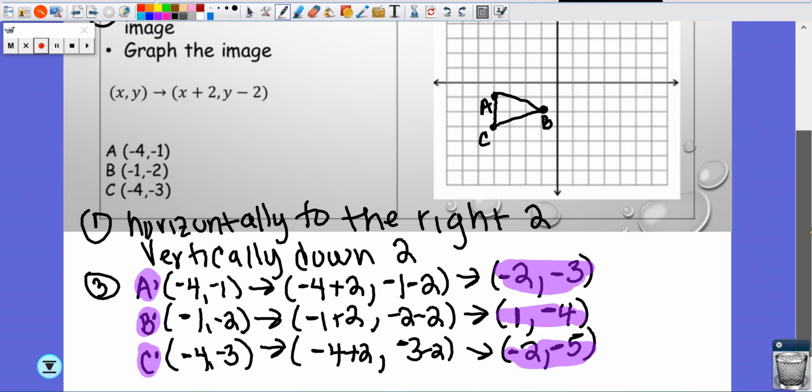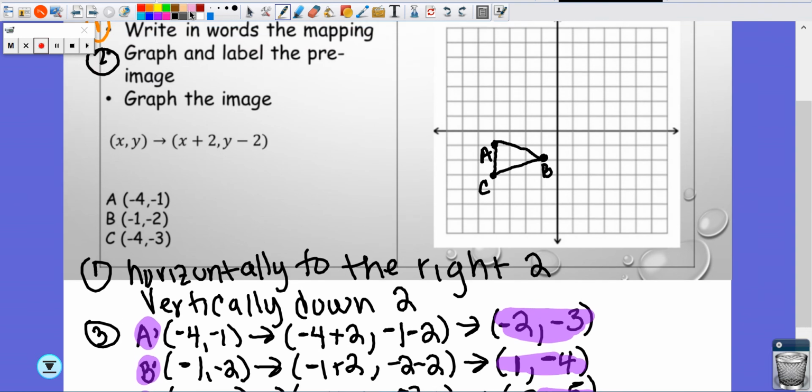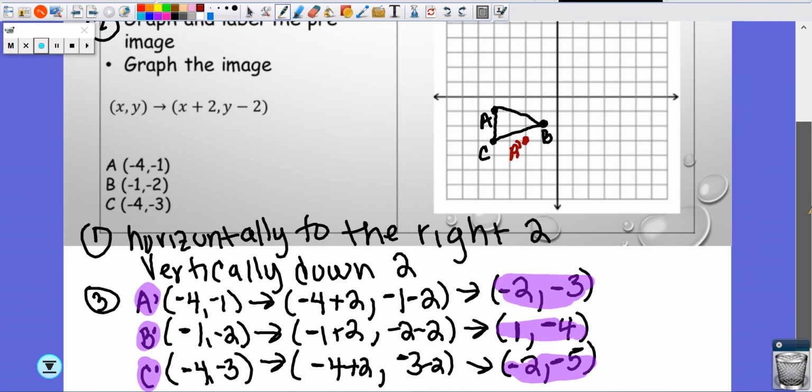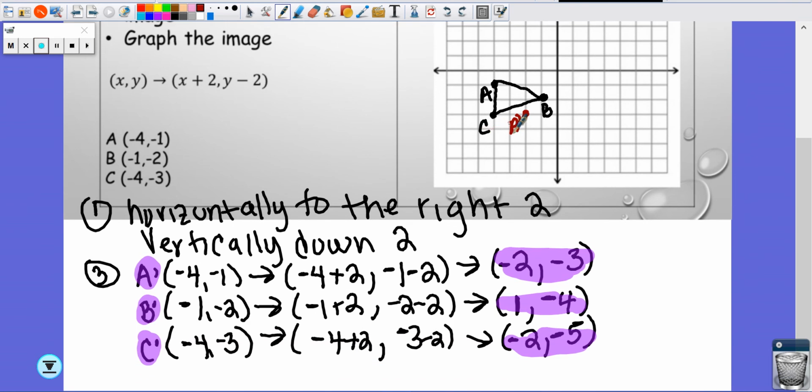Okay, so I'm going to go up here and graph this image, and I'm going to do it in red or burgundy. The A prime should be -2 and -3, 1, 2, 3. That's my A prime, and I'm going to check. I was supposed to go to the right 2, and then down 2, 1, 2. Yep, I did it.